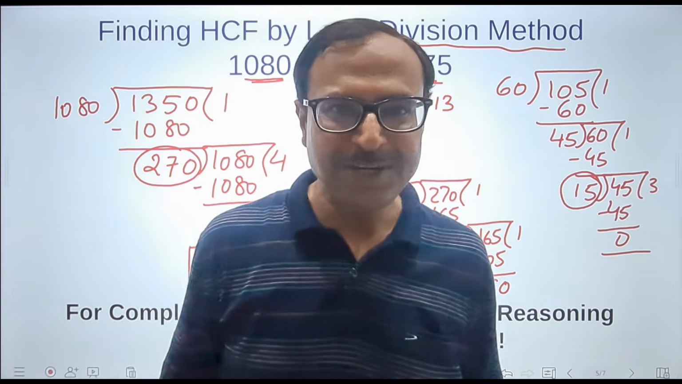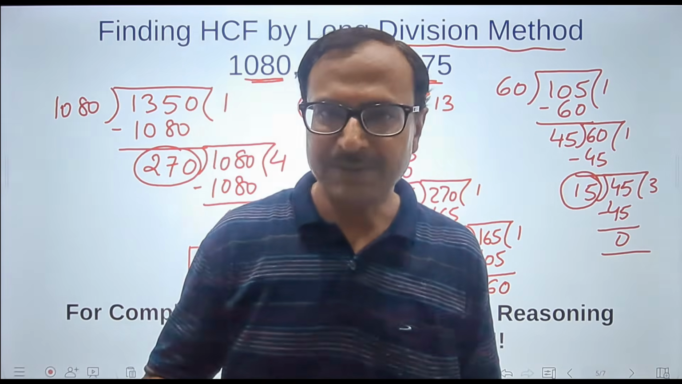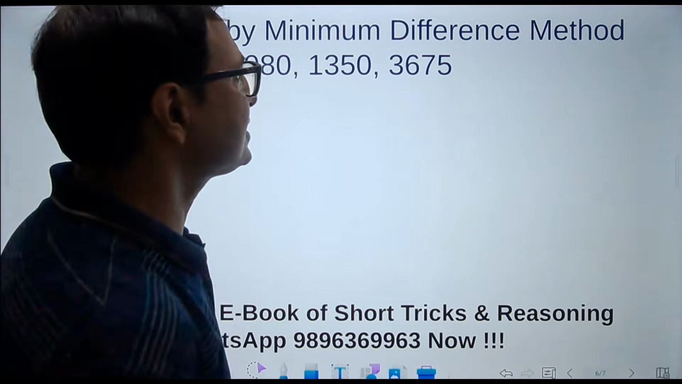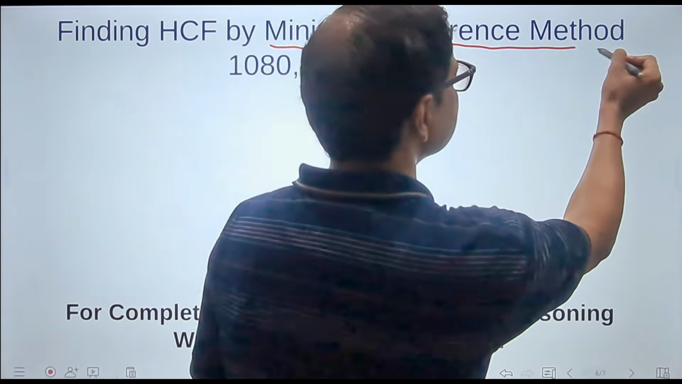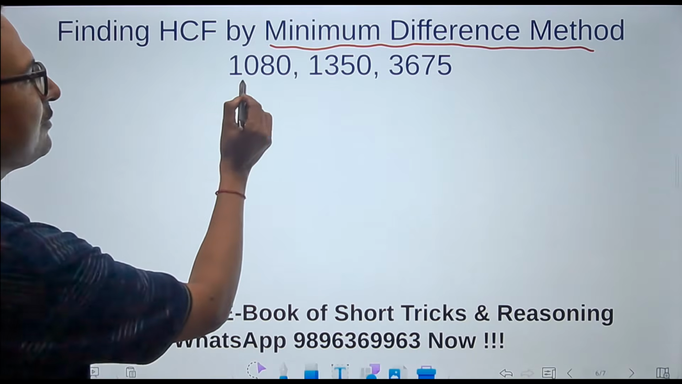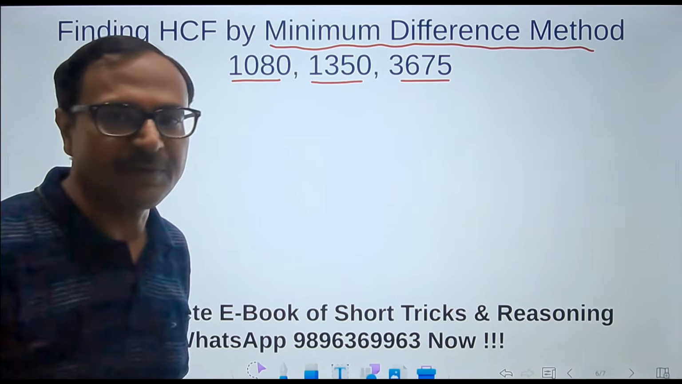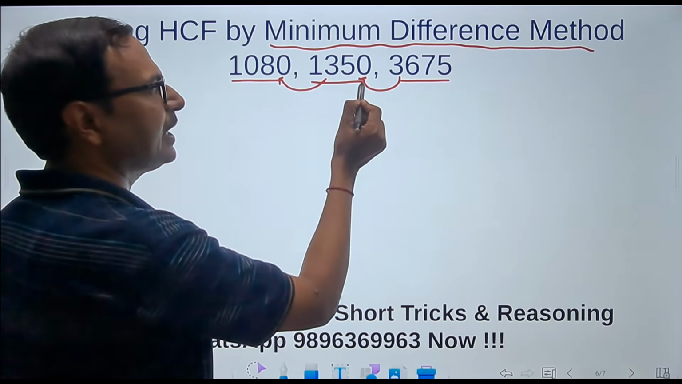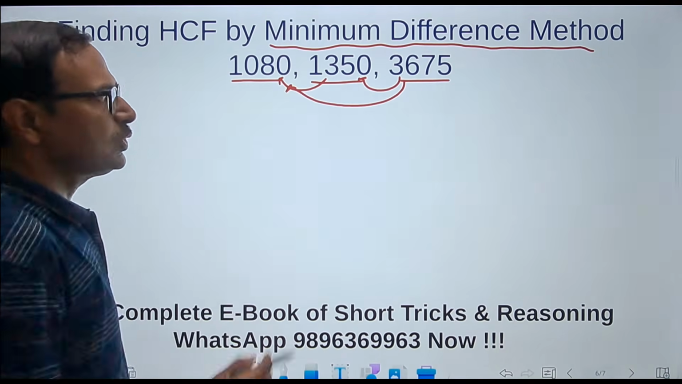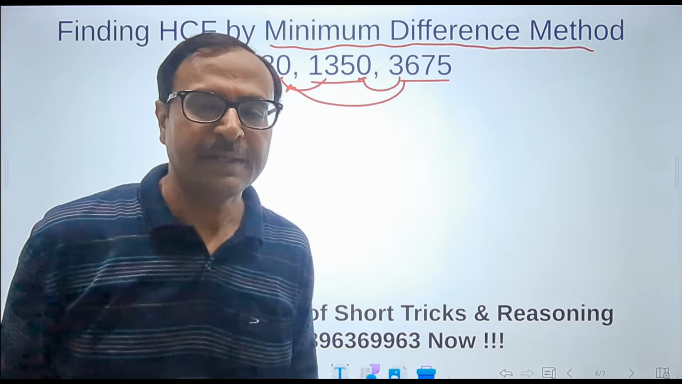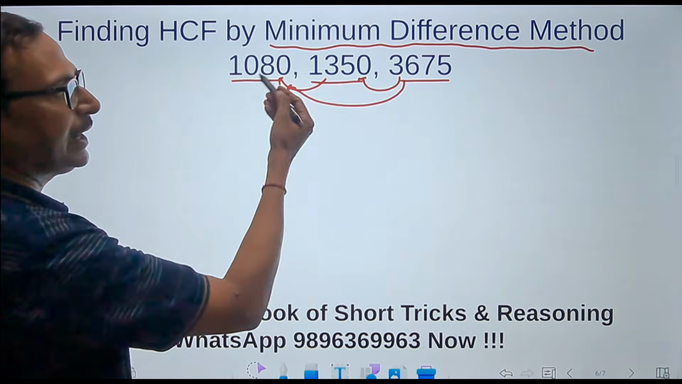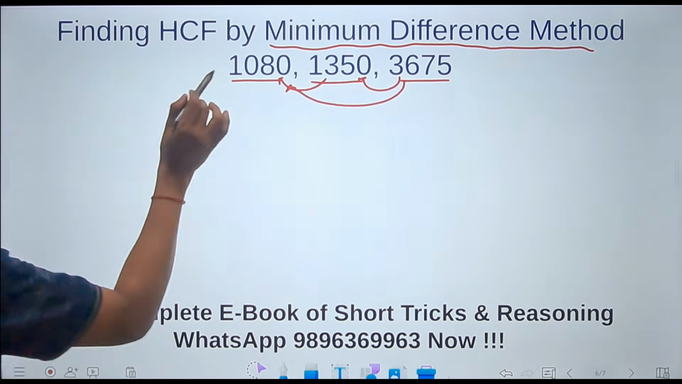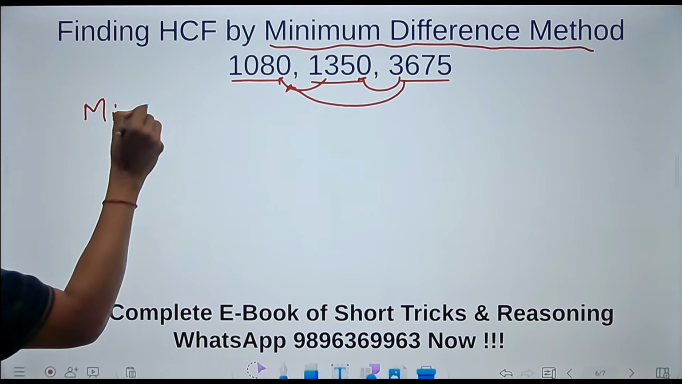The climax of the video, I told you, is the third method, which is the minimum difference method. For that, I would just like to tell you why this minimum difference is used. If I take the consecutive differences between 1080, 1350 and 3675, since I have arranged them in ascending order, the difference between the first two and the second two, one of them will be the lower one, right? So I have to take the minimum difference.